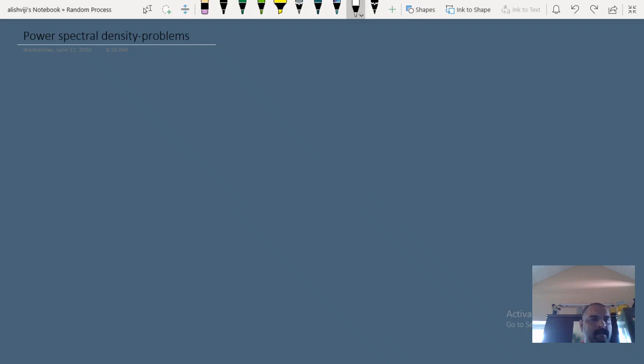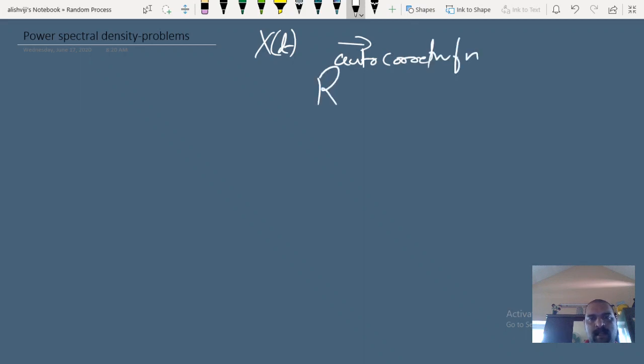In this section, we are going to discuss the power spectral density of a random process. Let's consider a random process x of t, which has an autocorrelation function R_xx of tau. If it is a WSS process, such an expression is possible.